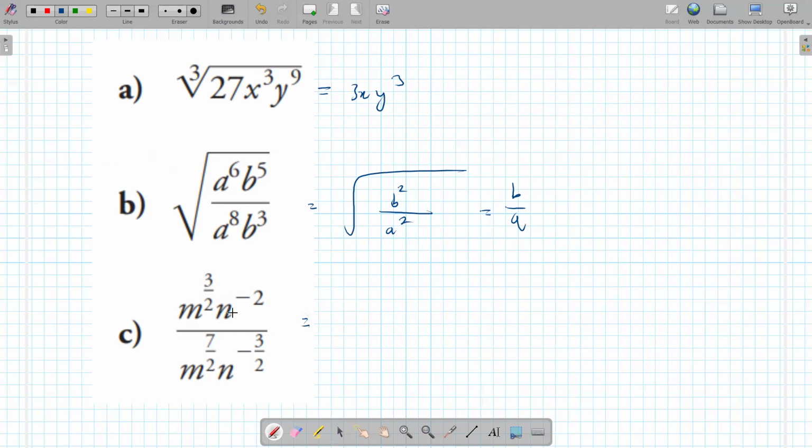1.5, 3.5, we're gonna move the 3/2 in the denominator. -2, -1.5. We need to move the n to the denominator as well to make it positive. Like that. So the final answer will be m squared and n to the 1/2. And that's it. Easy peasy.